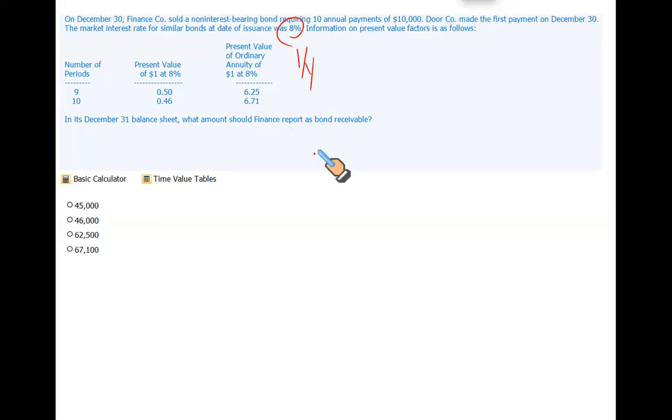Now, this bond doesn't pay any interest. Rather, it pays a 10K payment every year for 10 years. It says in its December 31st balance sheet, what amount should finance report as bond receivable? You have to see whether there are 9 periods remaining or 10 periods remaining. For this, you need to read the information again.